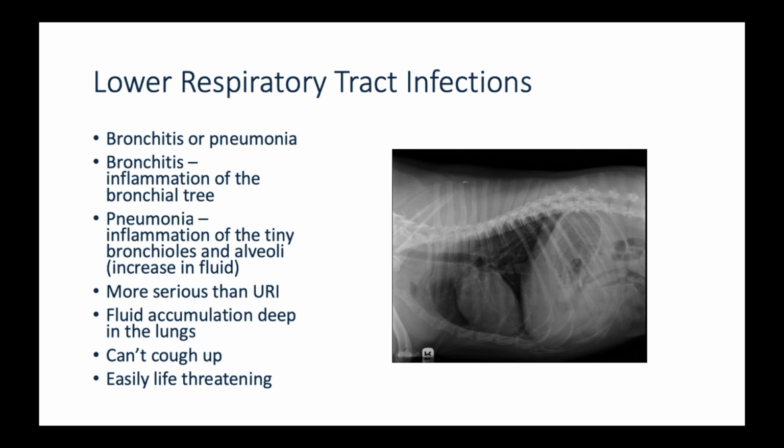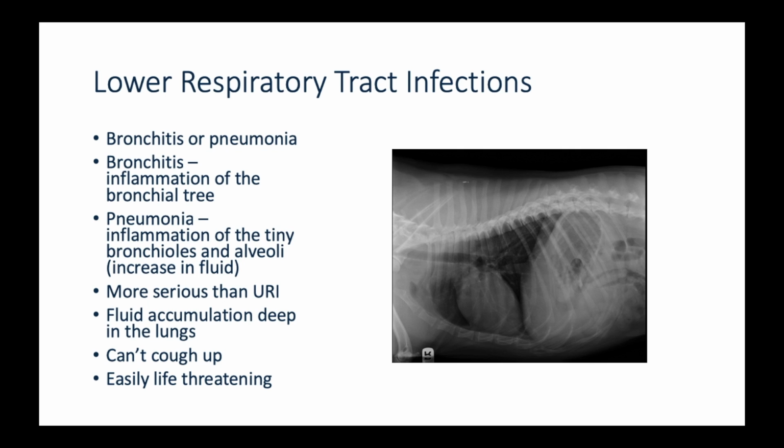So, bronchitis terminology: inflammation of the bronchial tree. Pneumonia is inflammation of the tiny bronchioles and alveoli, and typically with pneumonia, we're talking about residual fluid in the lungs. They are more serious than an upper respiratory tract infection, and they can become life-threatening.